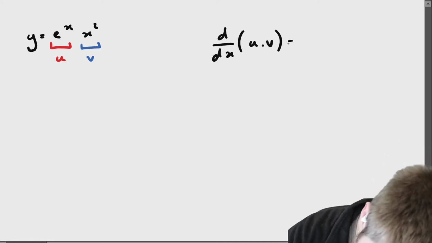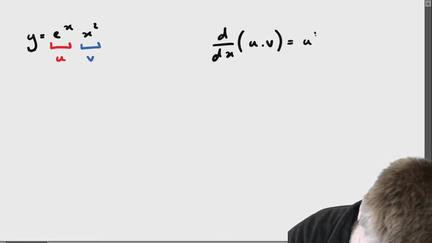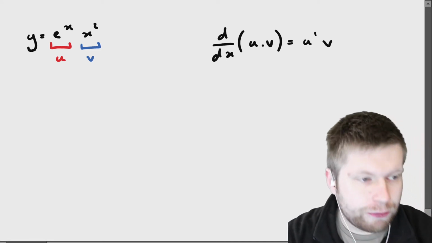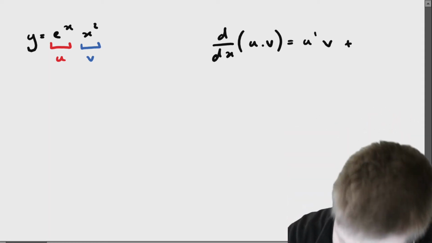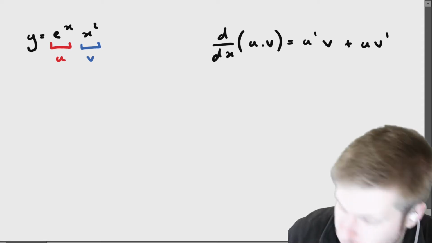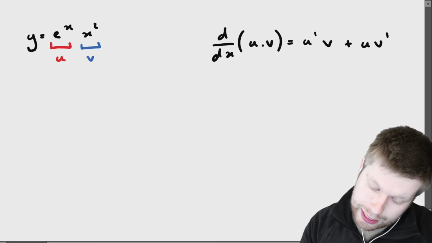Then just following the formula, I know that should be equal to the derivative of the first function multiplied by the second function left alone, added to basically the same thing but just the other way round: the first function left alone multiplied by the derivative of the second function. So let's have a look at this.